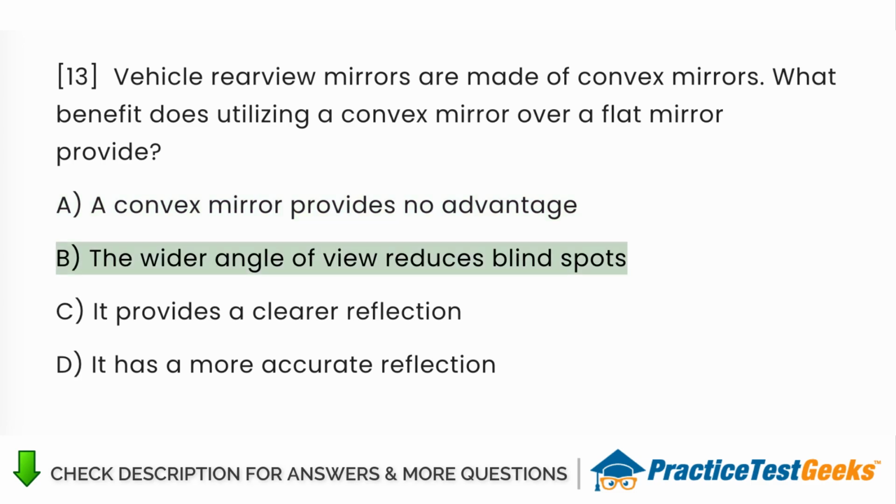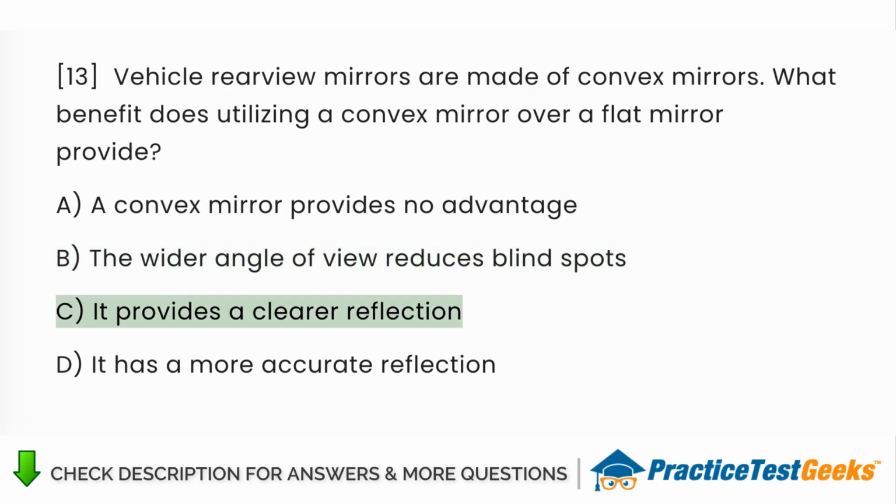B. The wider angle of view reduces blind spots. C. It provides a clearer reflection. D. It has a more accurate reflection.